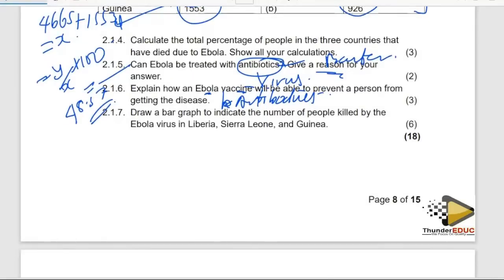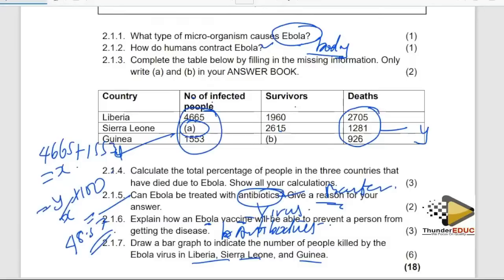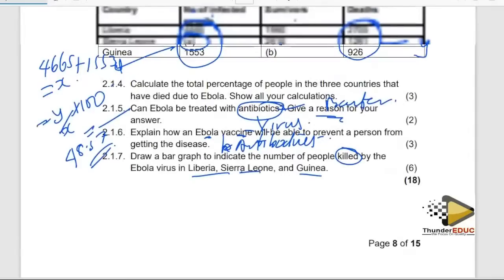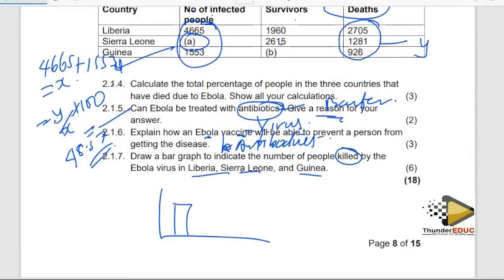Draw a bar graph to indicate the number of people killed by Ebola virus in these three countries. Since it is a simple graph, they are looking for the number of people who were killed, meaning we are looking for the deaths. So you just have to draw a bar graph, as I told you in the prediction. You must have a uniform scale, put the figures here, the countries, and then you put the figures here.